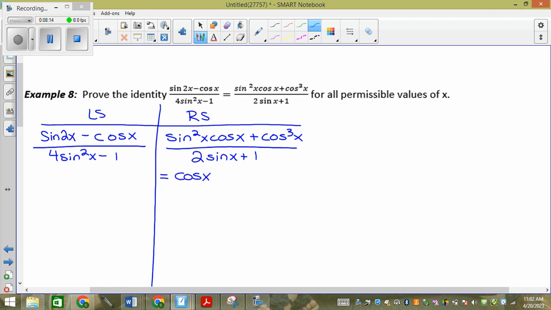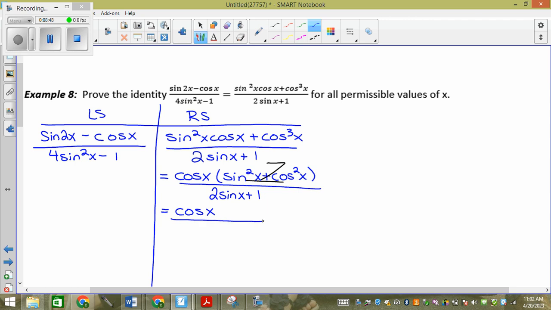When you're stuck in proofs, I'm not joking, 99% of the time it's GCF or factoring that you're just not spotting. So then we're left with sine squared x plus cos squared x, which is something you will learn to really think is amazing. Because what is sine squared x plus cos squared x on your formula sheet? It is 1. That whole thing becomes a 1 over 2 sine x plus 1. So we get cos x over 2 sine x plus 1.